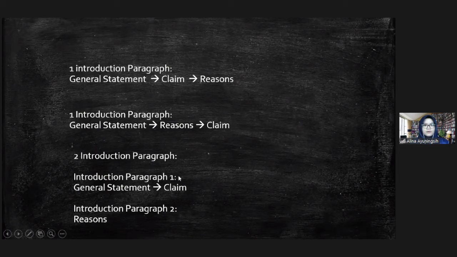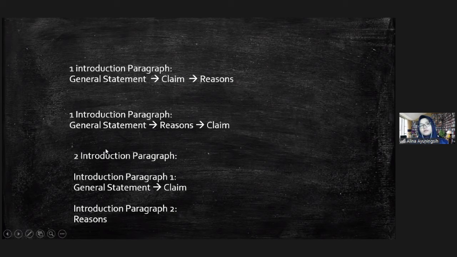Introduction paragraph yang pertama dia akan nulisnya sama seperti biasanya, like general statement atau background information of the topic, lalu diikuti dengan claim di kalimat terakhirnya atau thesis statement-nya. Baru di introduction paragraph yang kedua, dia menuliskan langsung reason-nya.